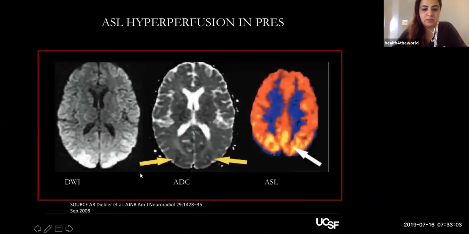Okay, and this is PRESS. PRESS can also show diffusion and then increased ASL. I won't go into much detail here.